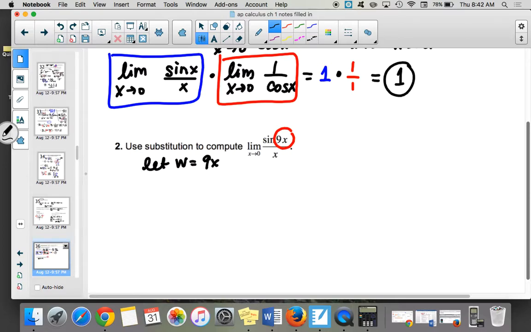Okay, so we're going to start replacing, and we're going to say, okay, well, I definitely have the limit of something. If I have x going to 0, well, that's really w over 9. So I'm going to write it as w over 9 goes to 0. And I have the sine of w over, what do we think? What's x? W over 9. So I replaced everything with w's.